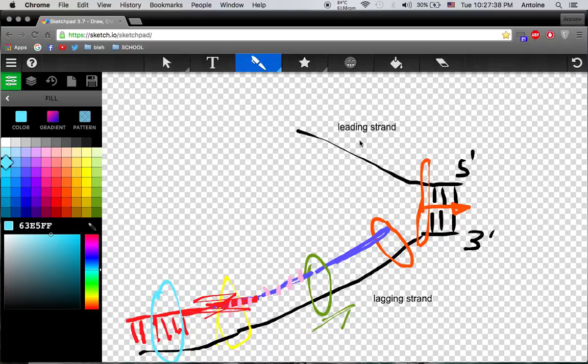And then for the leading strand, I'm not too sure about this. All I know is that basically the same thing happens, but I'm not too sure why it's called the leading strand. And that's basically it.